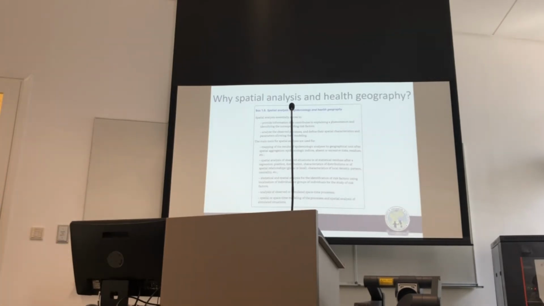So here we have spatial analysis, which essentially serves to provide information that contributes to explaining the phenomena and identifying the corresponding risk factors. For example, I start to map populations when density is more, then what is the income of this distribution. We will start to see what contributes to explaining the phenomena and identifying the risk factors. Analyze the observed processes and define their spatial characteristics. The main tool for spatial analysis is mapping the result of epidemiological analysis. Everything you studied in epidemiology, odds ratio, mean, statistics, you can actually translate into the map.